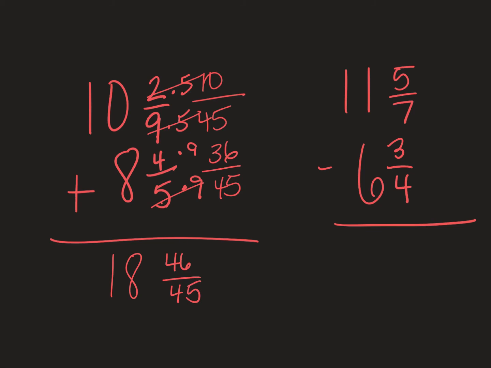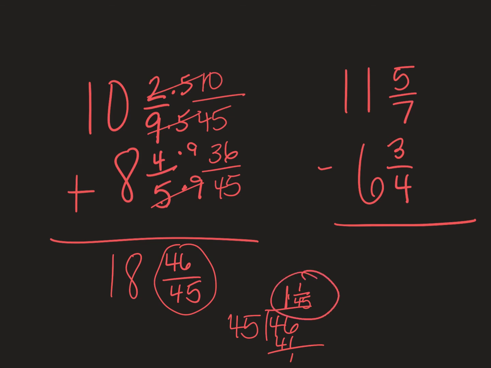Now, we do have an improper fraction, so I'm going to change this part of this fraction to 45, and I'm going to divide it, and I'm going to have 1 and 1 over 45. Now, what am I going to do with this fraction here? I'm going to add 1 to the 18, and that makes it 19 and 1 over 45. That's your answer. 19 and 1 over 45.